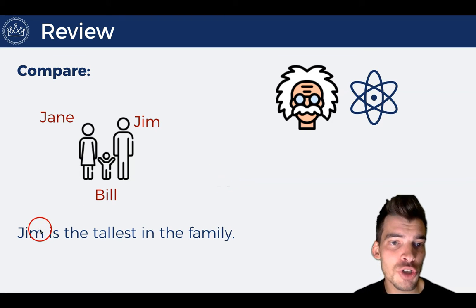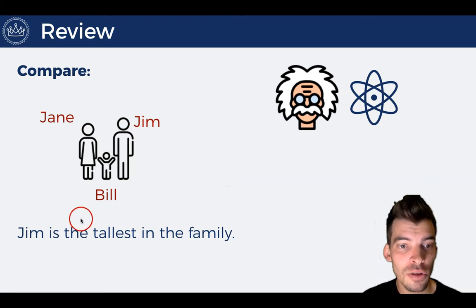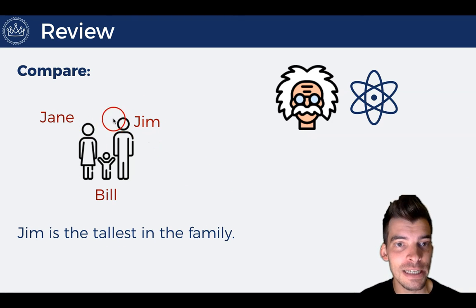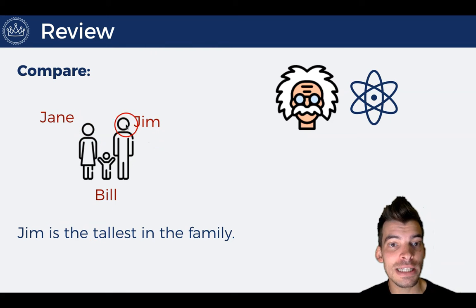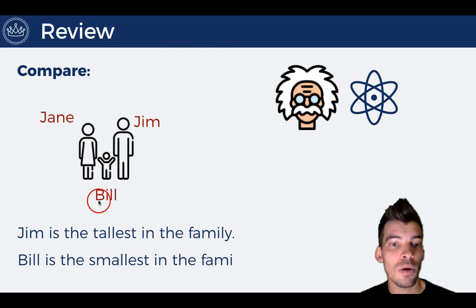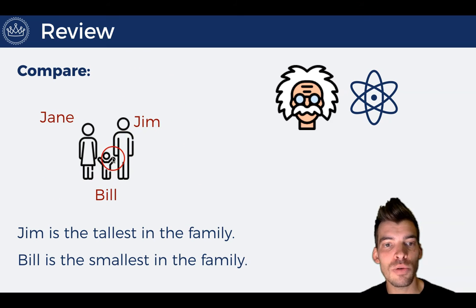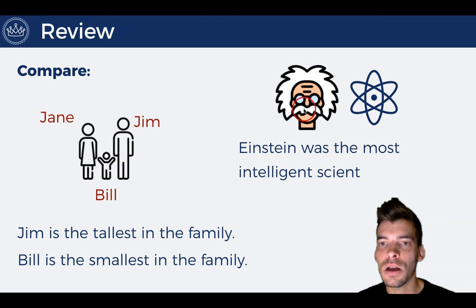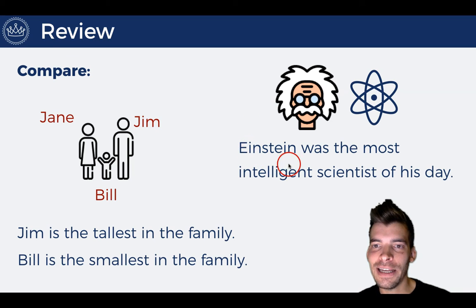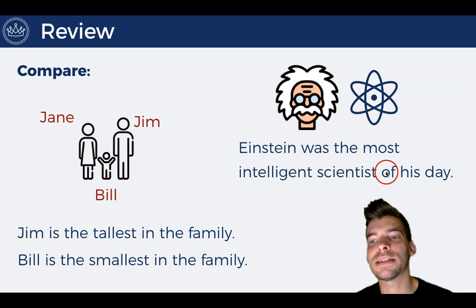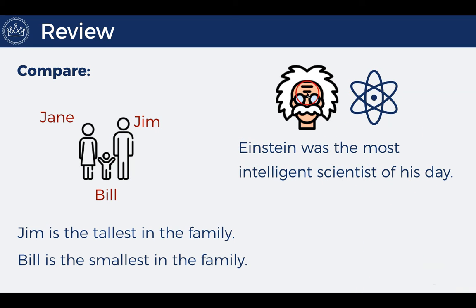I've written here, Jim is the tallest in the family. You see that? He's a little bit taller. So he's the tallest out of the 3. Or Bill, alternatively, is the smallest in the family. So there's 3 in the family. He is the smallest, you can see here. And for Einstein, he was the most intelligent scientist of his day. He was the best. And that is all for superlative.